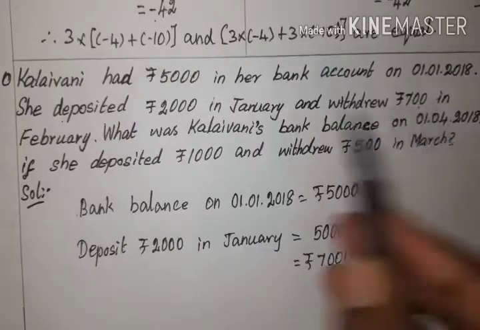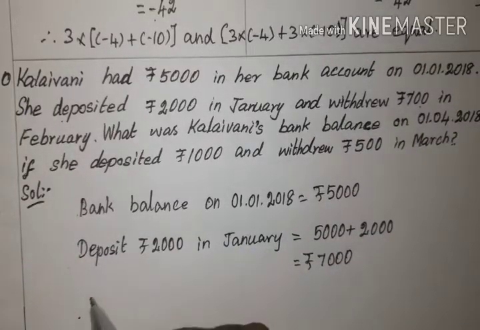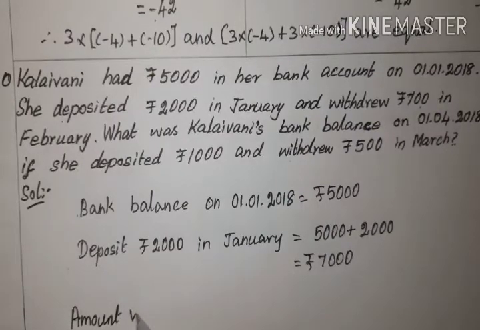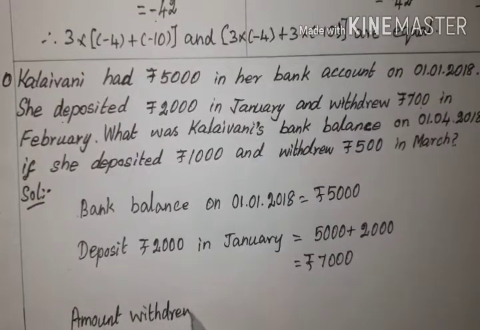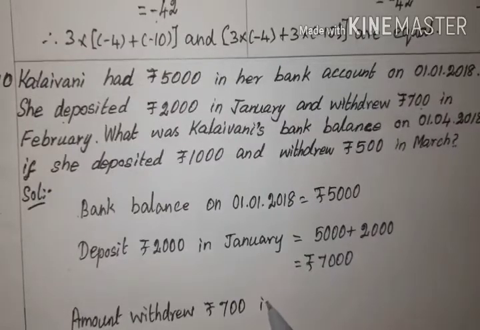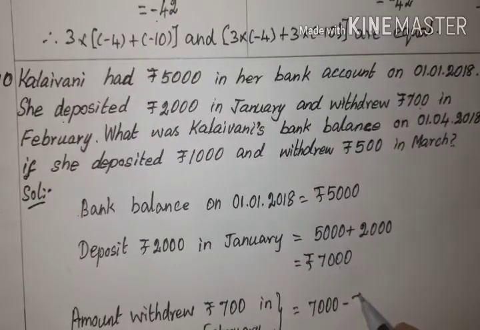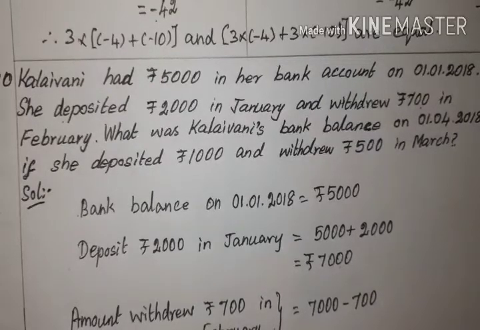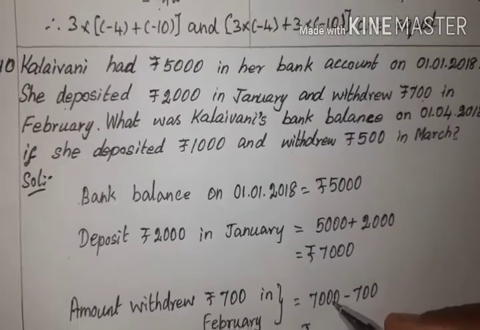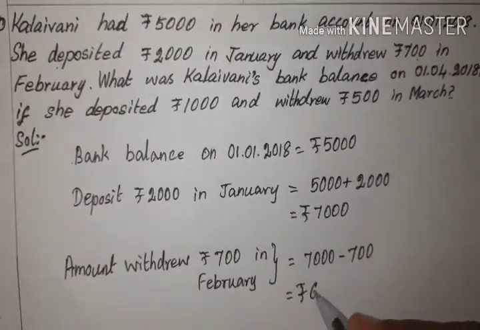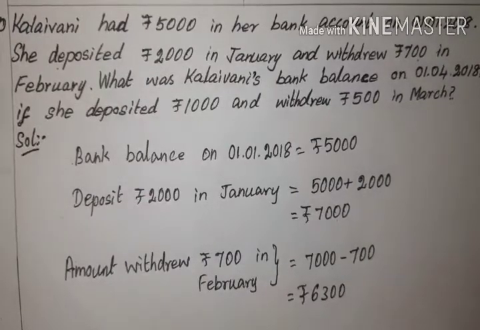Next withdraw 700 in February. Rupees 700 in February. Equal to 7000 minus 700 equal to rupees 6300.